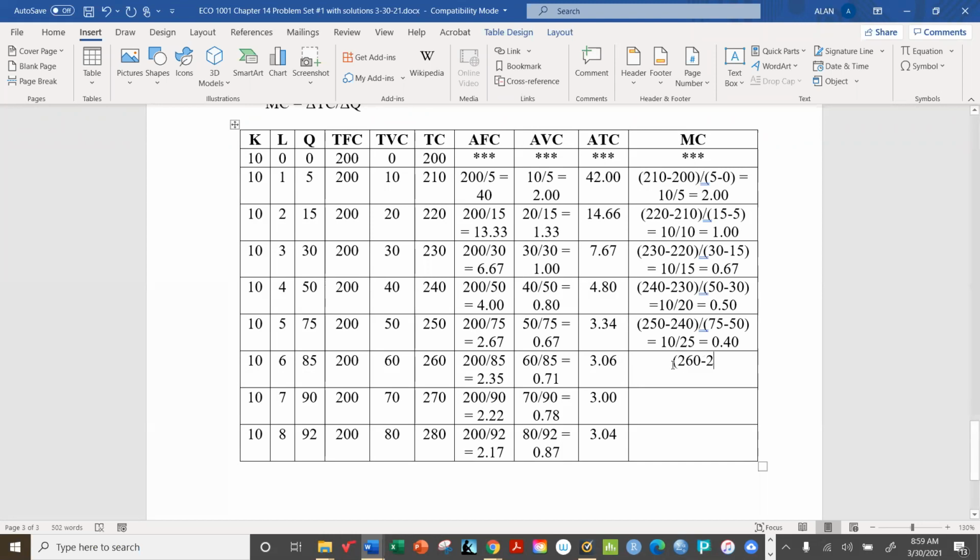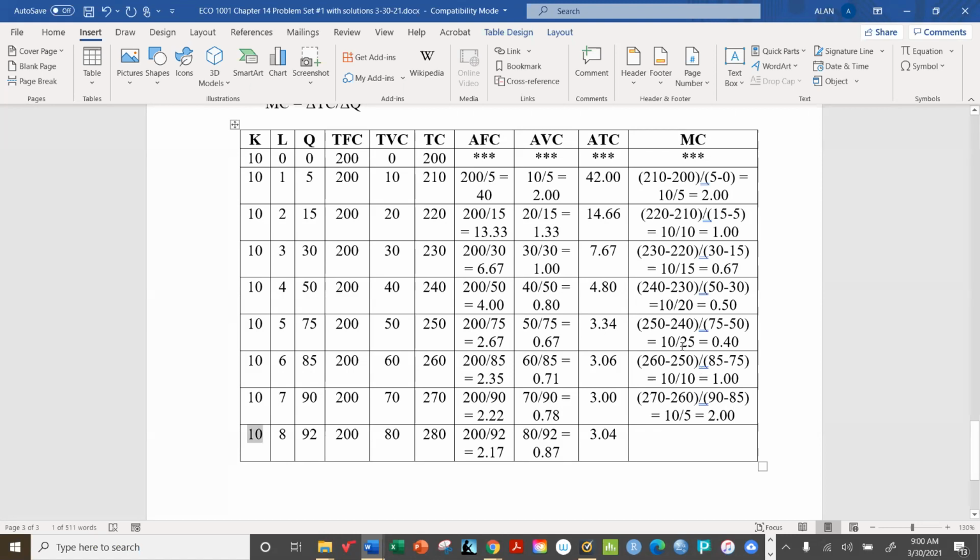So here we go from a total cost of 250 to 260. The output only goes up 10 this time. You see what's starting to happen. So we've got 10 over 10, which is 1. And then the total cost goes from 260 to 270. Output only goes up by 5 this time. And so you've got 10 over 5, which is 2.